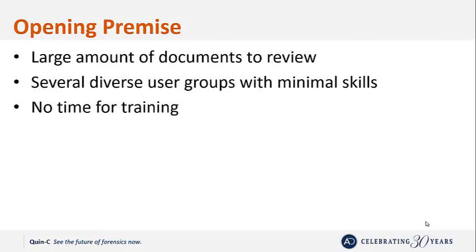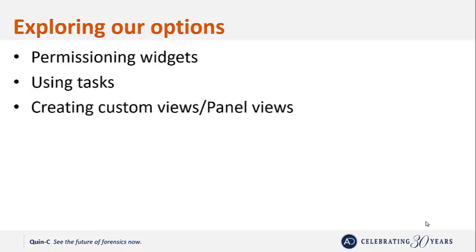So what do we do? What can we do in Quincy? Well, we have three real options. We can permission the environment to a very restricted subset of its functionality, so that it's so simple there's basically no sharp objects, there's no way for them to get in trouble, and they can navigate the environment and achieve a reasonable result. That's one option, and we'll show that.